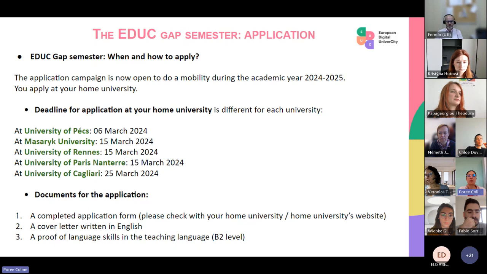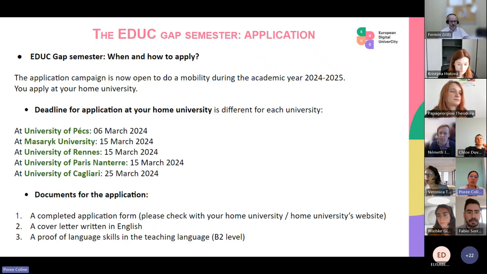And you have to apply at your home university for this. There are several different deadlines depending on your home university. Here they are listed, but obviously if you have any questions, you can still ask your local EDUC team for any additional info. What you need to keep in mind though is that you will all have to give us several documents. And first of all, it's a completed application form. And please check on your home university's website where you should send this application form.